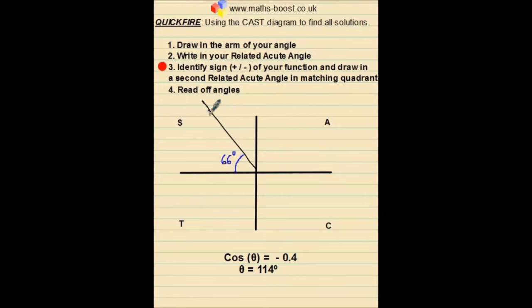Now we'll work out where the cos is positive or negative in this quadrant. We can see that only sine is positive, so cos would be negative. We look for the other quadrant where cos is also negative. It would be positive here, it would be positive here, so this is the only other quadrant where cos is negative, and we draw in a second related acute angle, remembering we always measure from the nearest x-axis.